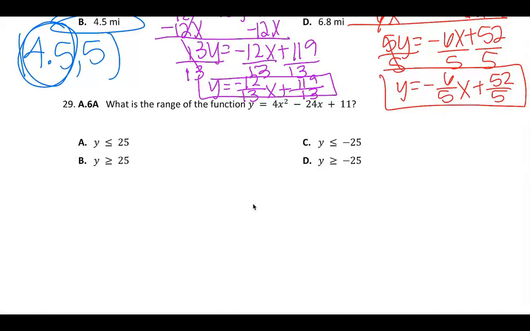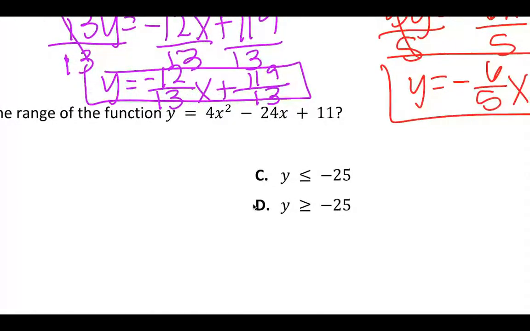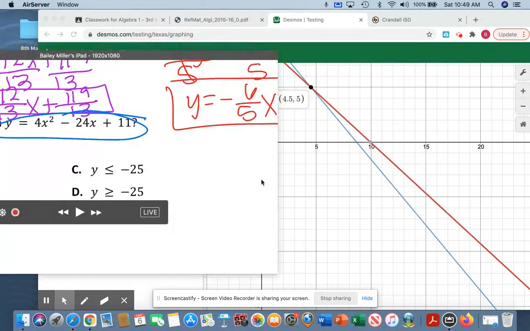29, what is the range of the function? So again, anytime you have an equation, I would graph it to see what's happening in Desmos, to see what it looks like.